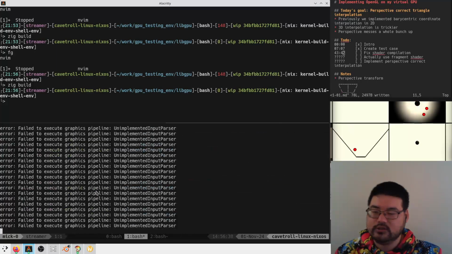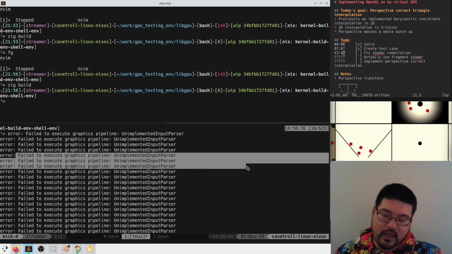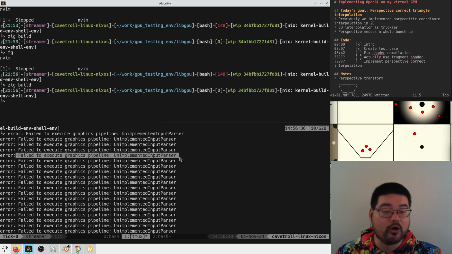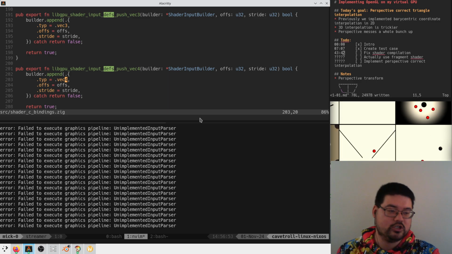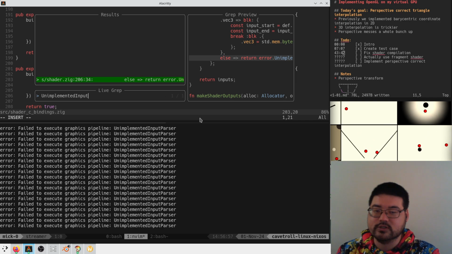Okay. So we are now making it to where the shader has been fully uploaded to the GPU. But we are getting errors when we are trying to parse this thing. So that's going to be on the other side of the GPU. QEMU is now interpreting this shader. We have this unimplemented input parser. So where is this coming from?